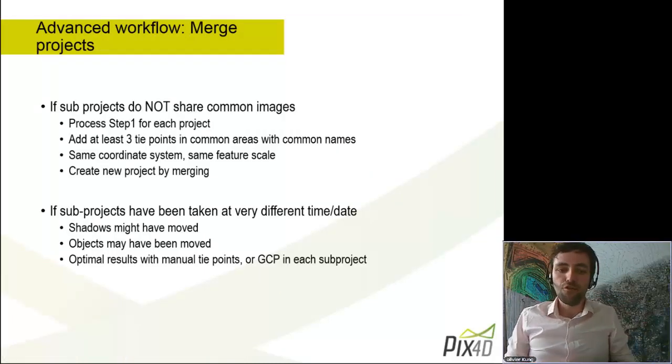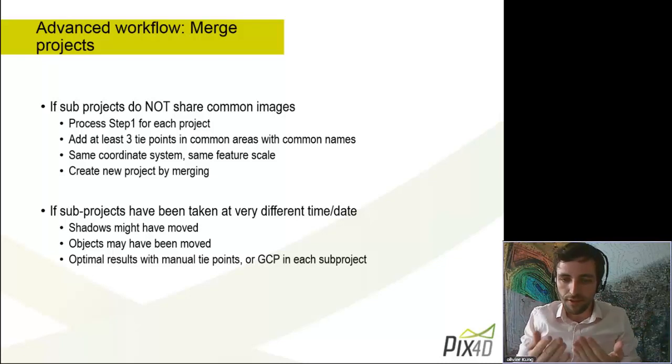However, if for some reason you cannot mix the different datasets such that they share common images, it's also possible to process them. An example of this would be if you have a project which has been taken with a UAV, which has GPS, and a project which has been processed from ground imagery without any ground control points or geotags.